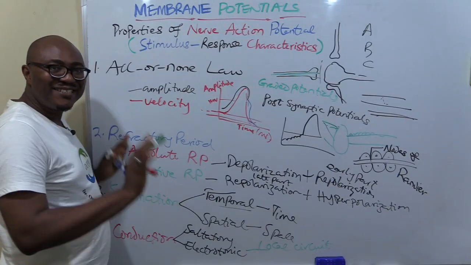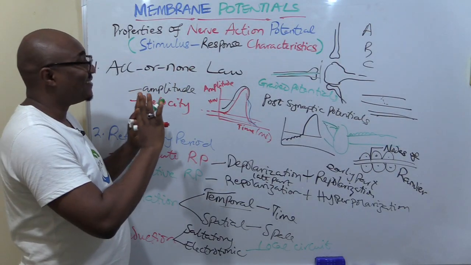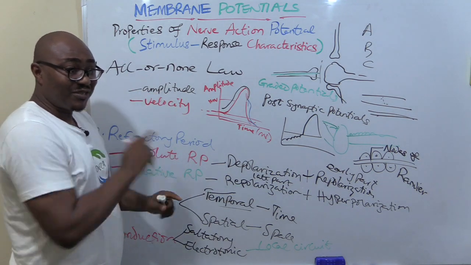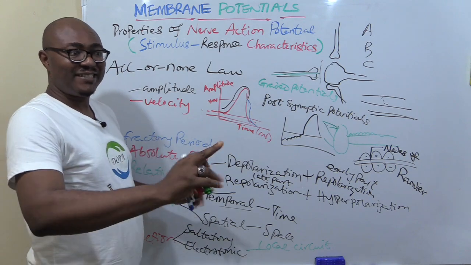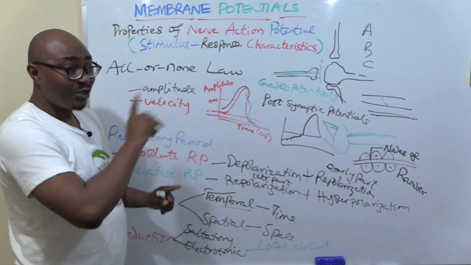Right, so basically this is all you need to know about the properties of the nerve action potential, stimulus response characteristics. In the next video we're going to be dealing with synaptic transmission, the synapse. Don't miss it for anything.